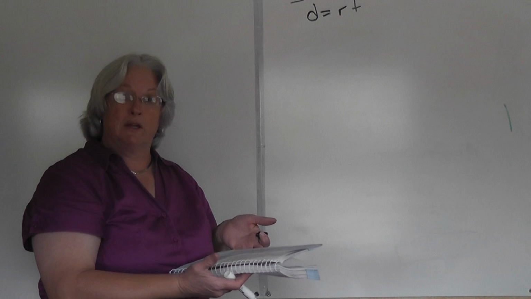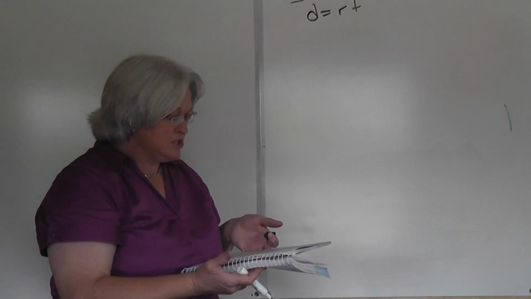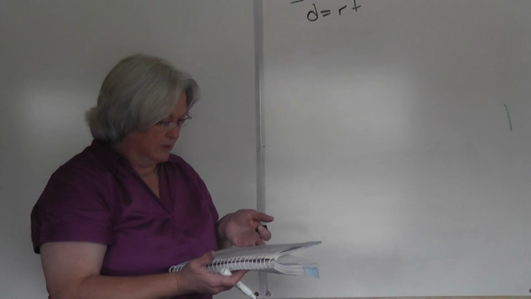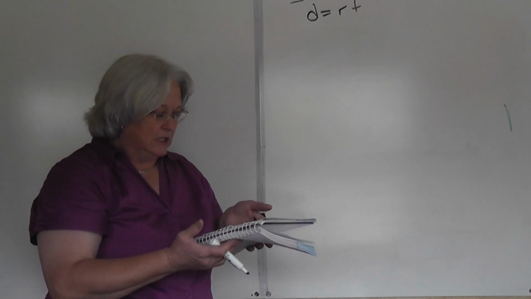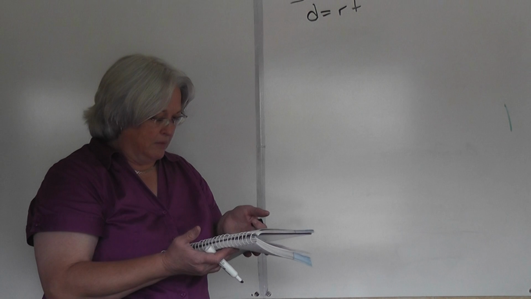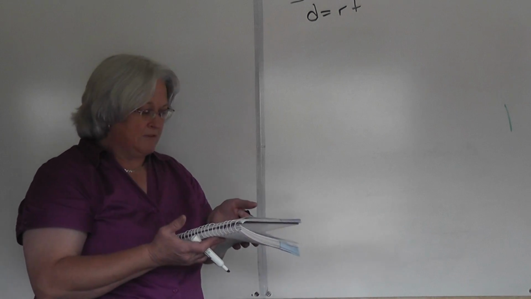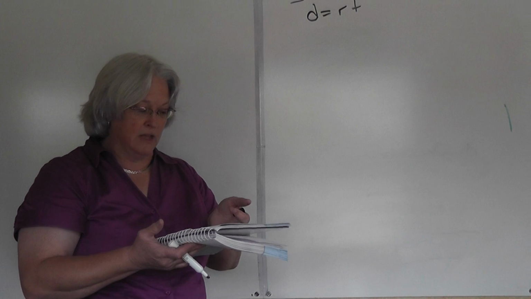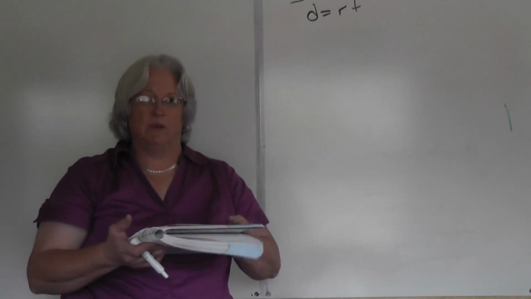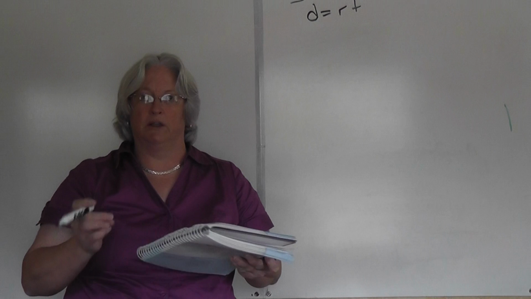So let's see what information we have. Ted and Jeff plan to meet at a campground at noon. Ted leaves at 9 a.m. and Jeff leaves at 9:30 a.m. If Jeff drives an average of 8 miles an hour faster than Ted, find the speed of each of them if they both arrive on time.